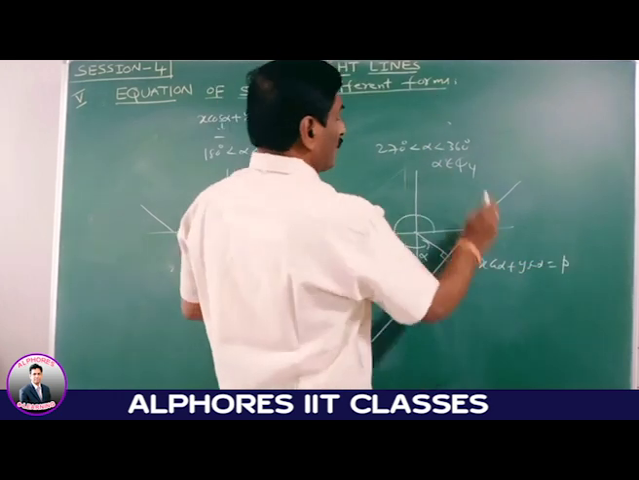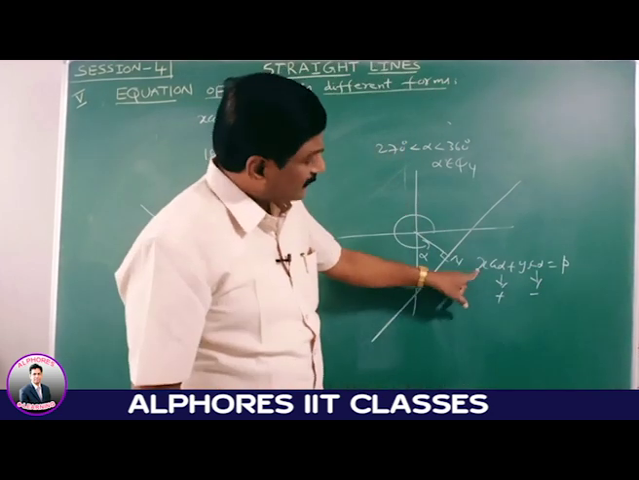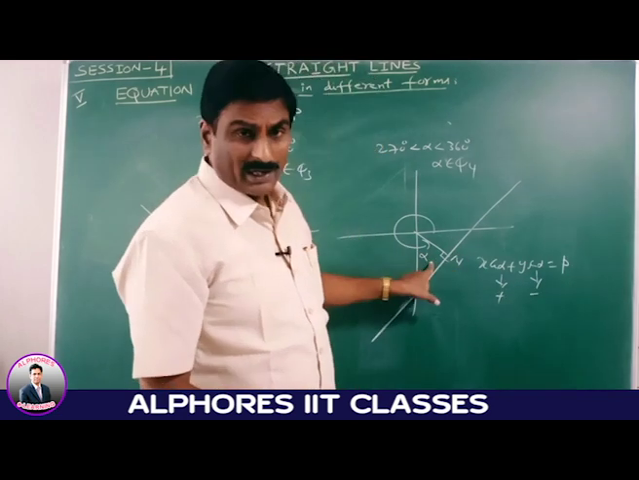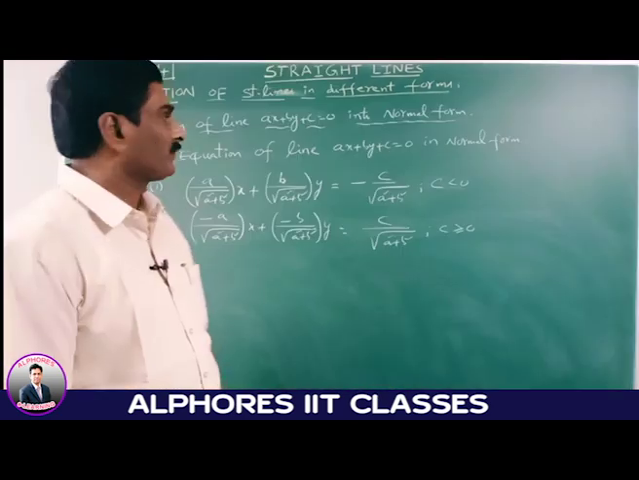In this case, fourth quadrant cos value is positive, sin value is negative. If x coefficient is positive and y coefficient is negative, then the line lies in fourth quadrant. That means alpha belongs to fourth quadrant. Please observe these values. Okay.